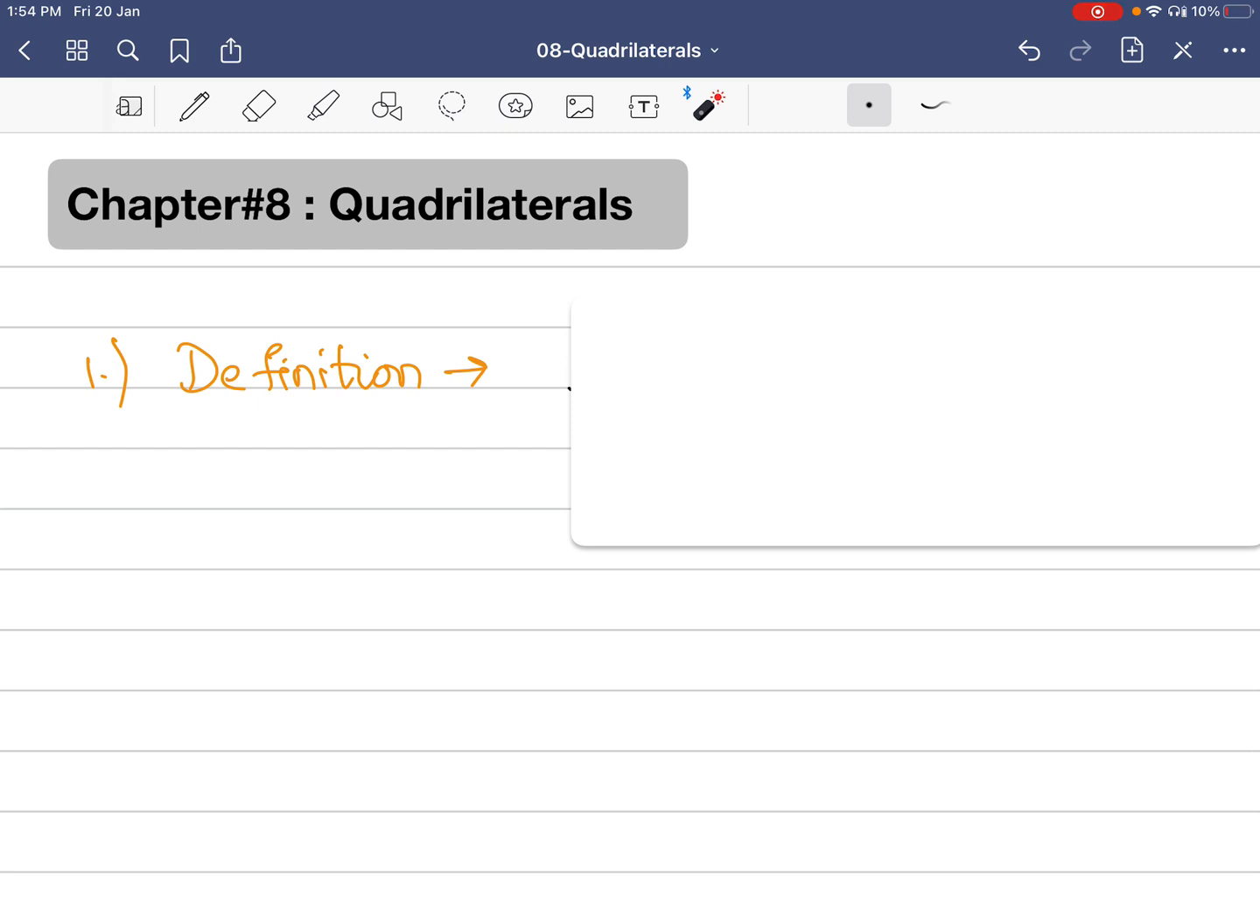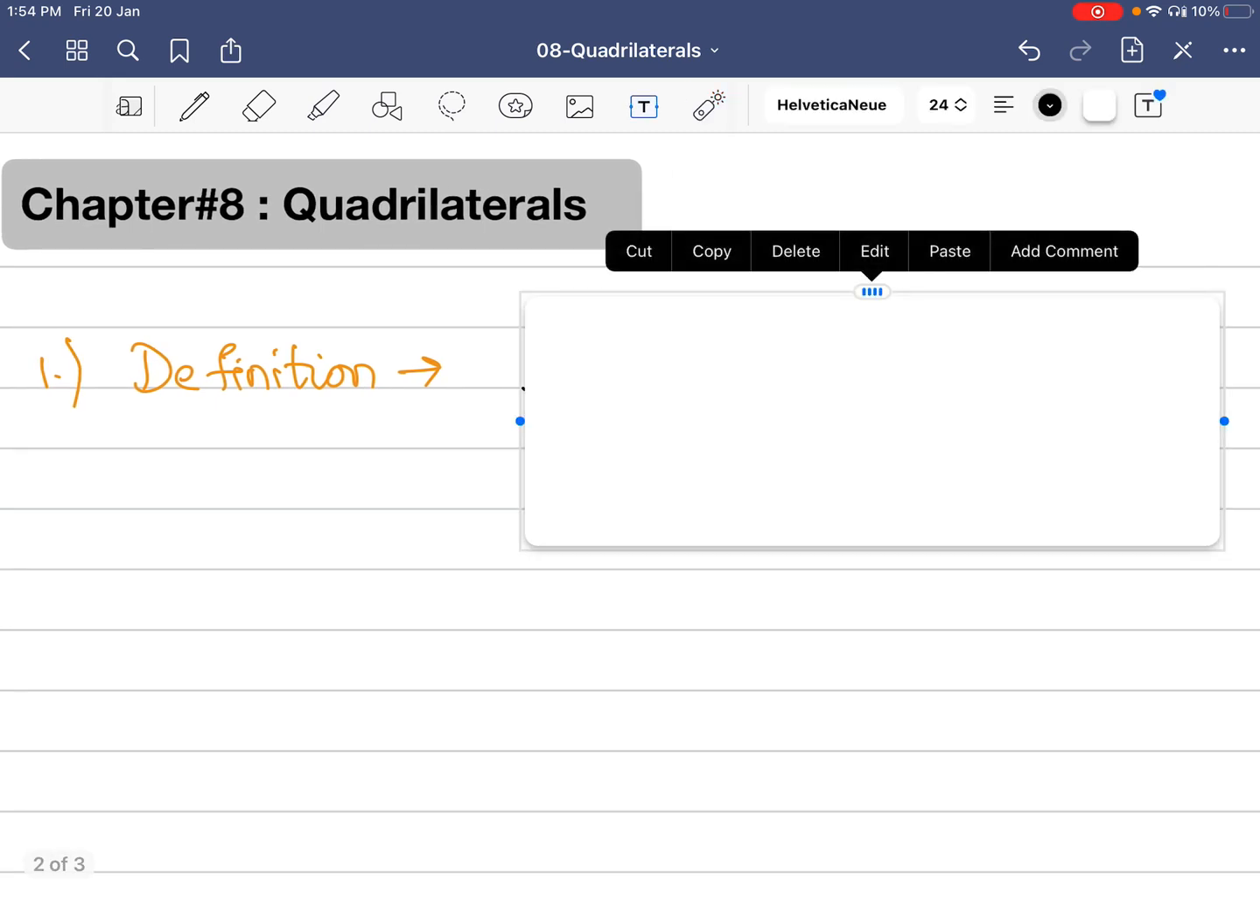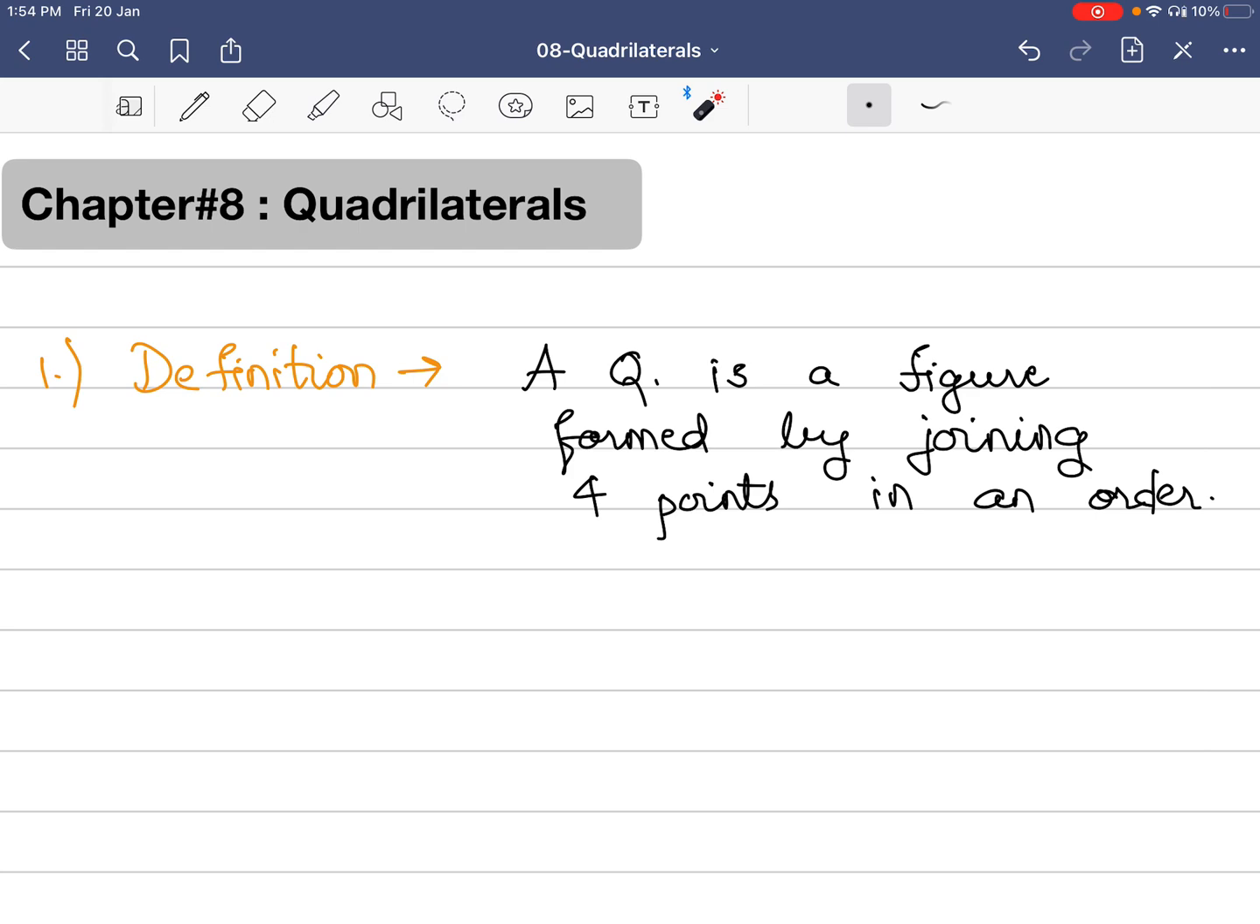We have seen circles, we have seen triangles, we have seen lines, we have seen parallel lines, but now a new geometrical shape that we are going to get acquainted with is called a quadrilateral. So let's quickly see what is the definition of a quadrilateral. So let's read it. A quadrilateral, so Q dot is a short form for quadrilateral that I am using. A quadrilateral is a figure formed by joining 4 points in an order.